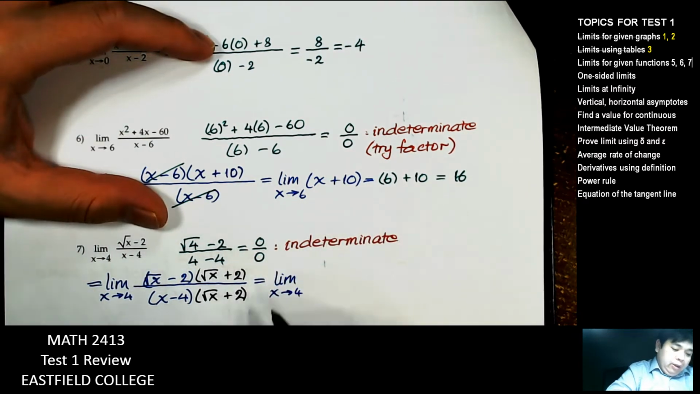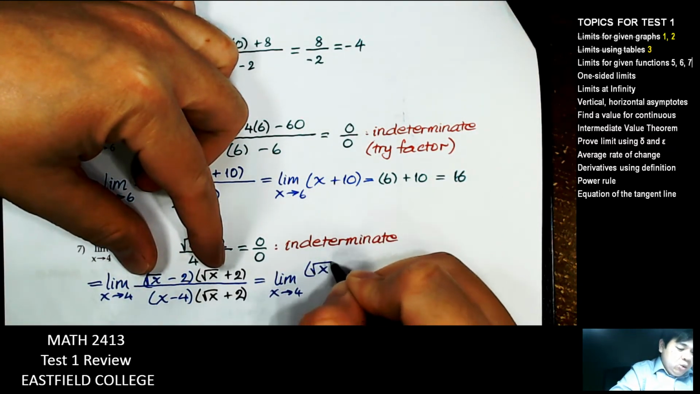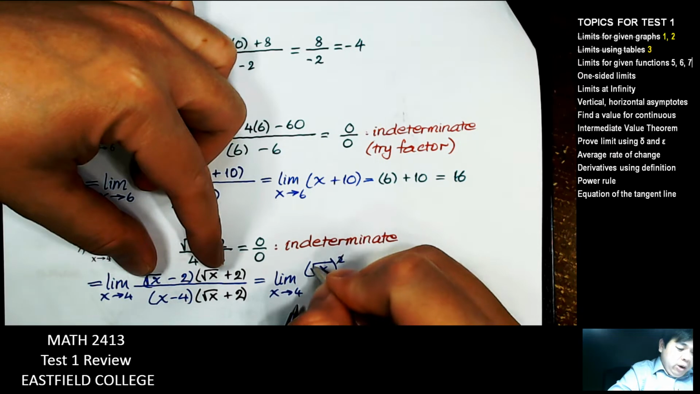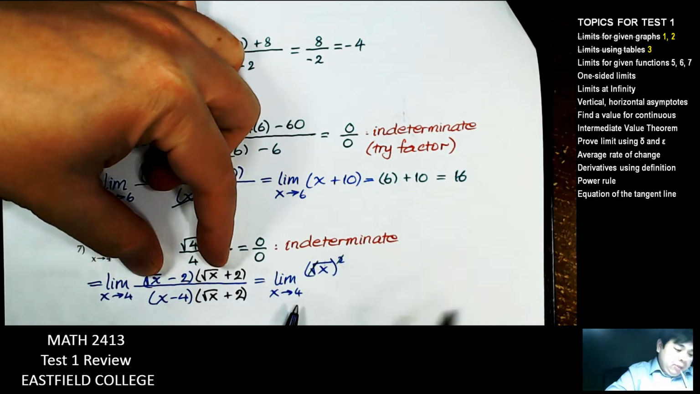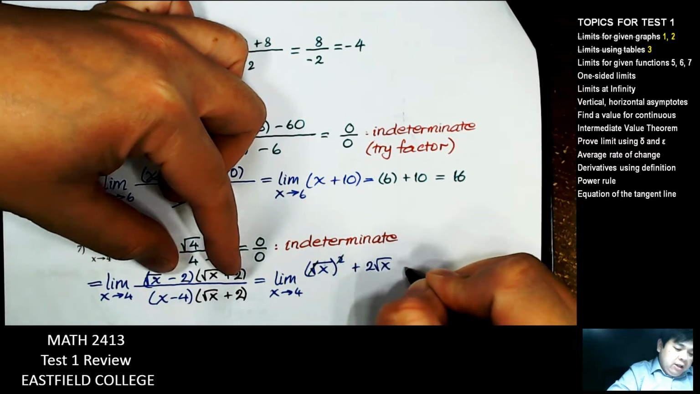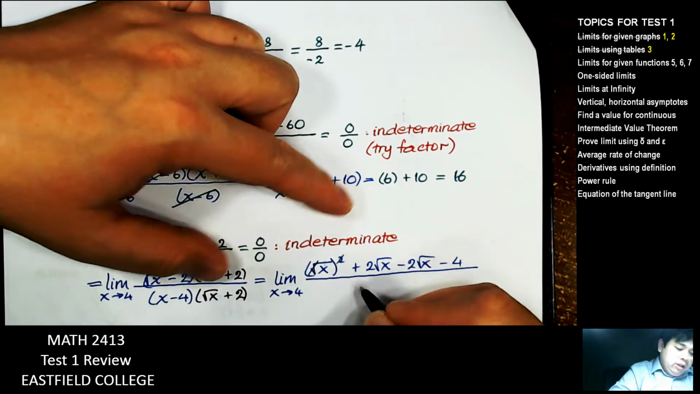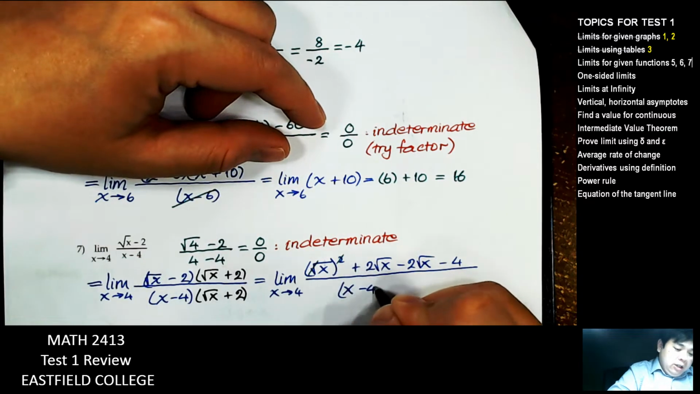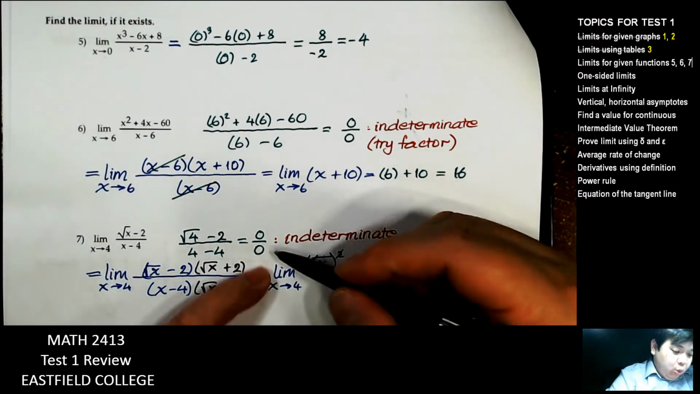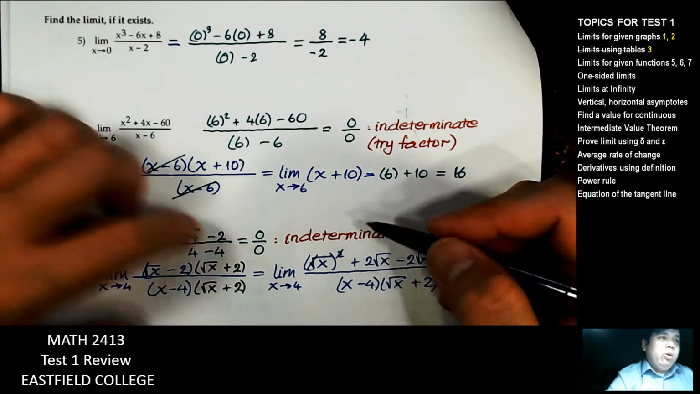Now we multiply it out. Square root of x times square root of x, that is square root of x squared, and later on the square will cancel the square root. Plus 2 square root of x minus 2 square root of x, and minus 4, all over x minus 4 and square root of x plus 2. We could multiply this out as well, but since we have 0 when x equals 4, it's better to keep the x minus 4 there.